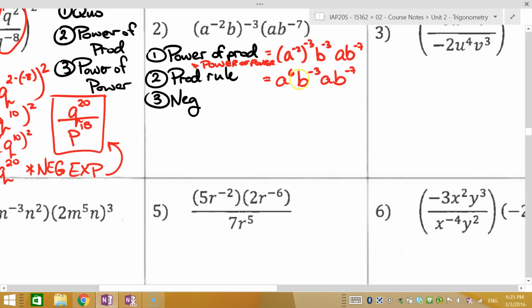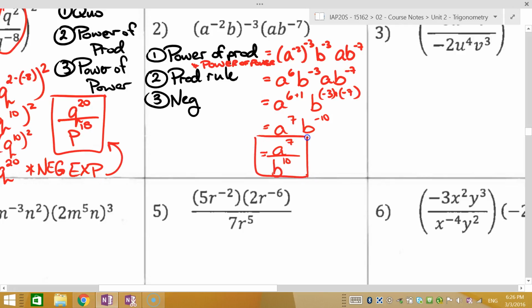Now I can use the product rule. I've got my a's. And that ends up being a to the 6 plus 1, adding for my product rule. And it'll be b negative 3 plus negative 7. So that tells me my overall answer is going to be a to the power of 7 and b to the power of negative 10. But again, that negative exponent is spoiling my plan, and I end up with taking the reciprocal in order to get rid of it. So b to the power of 10 in the denominator is how I deal with that, and that is my final answer.